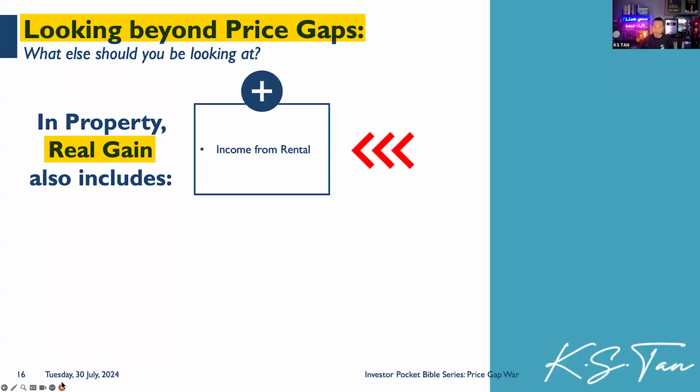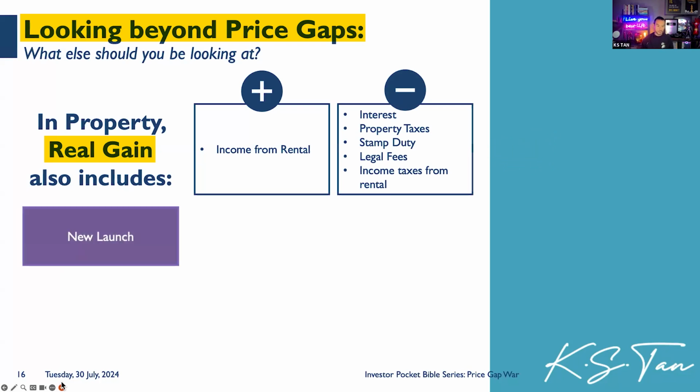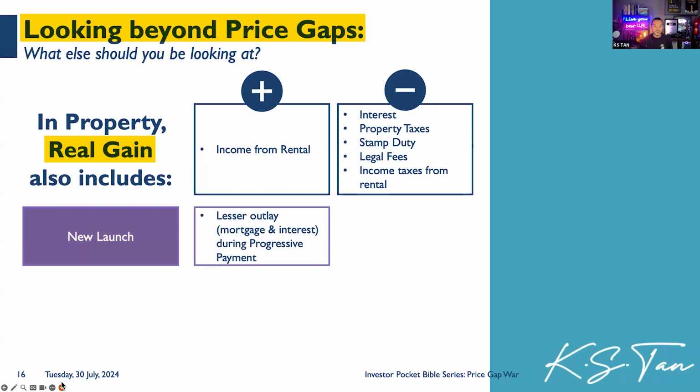What does this include? It includes income from a rental. It also includes things that are against you, such as interest, property tax, stamp duties, legal fees, and income taxes from rental as well. So in the different segments that I mentioned just now, how does it apply? If you buy a new home, then you have a lesser outlay in mortgage and interest, because you are using progressive payment to pay your bank loan. So that's where you save on interest.